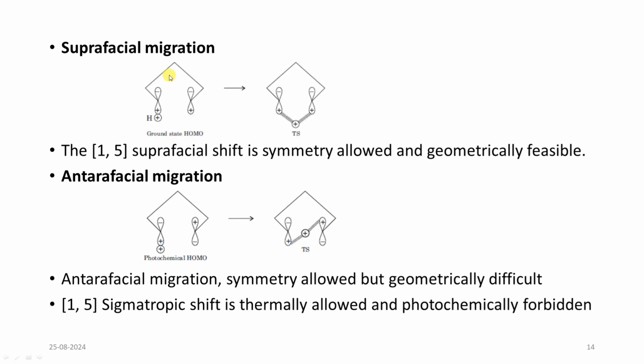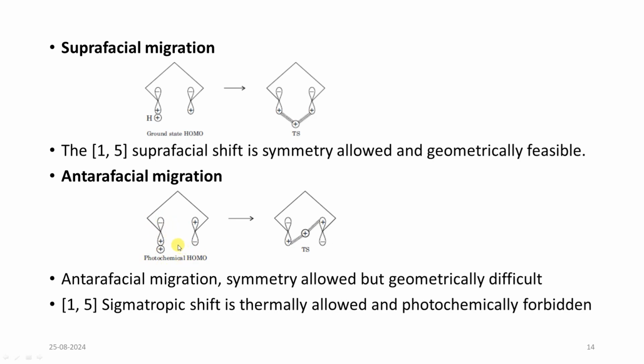Now let us consider suprafacial migration under thermal condition. For the thermal reaction we have to consider the ground state HOMO. So this is the ground state HOMO, and you have to see the transition state of migration of a hydrogen atom. So positive, positive and positive. In both sides there is a bonding interaction. Therefore this is symmetry allowed, and geometrically it is also feasible. So the 1,5 hydrogen shift is symmetry allowed and geometrically feasible, and it is a thermal reaction.